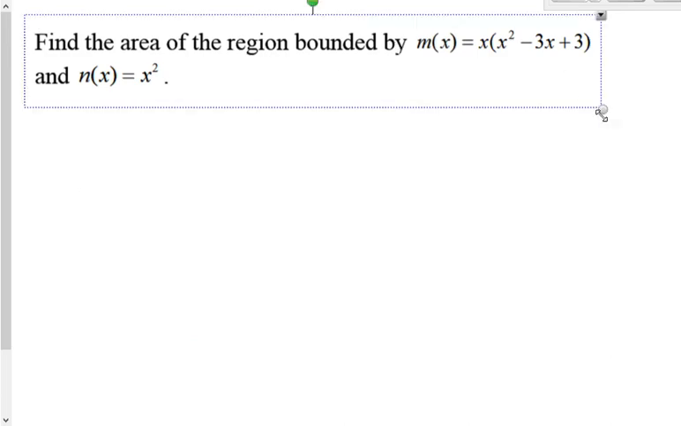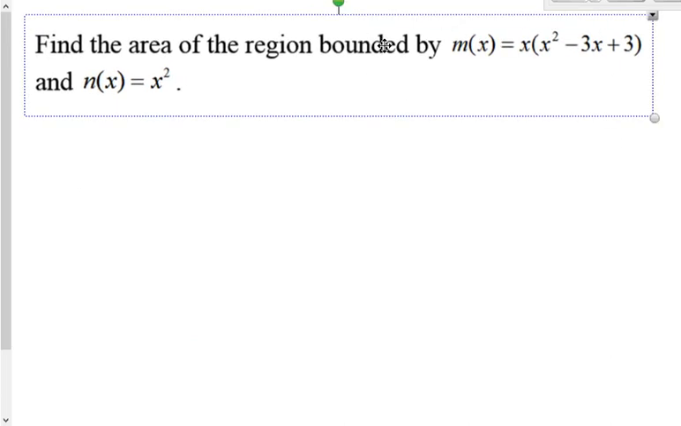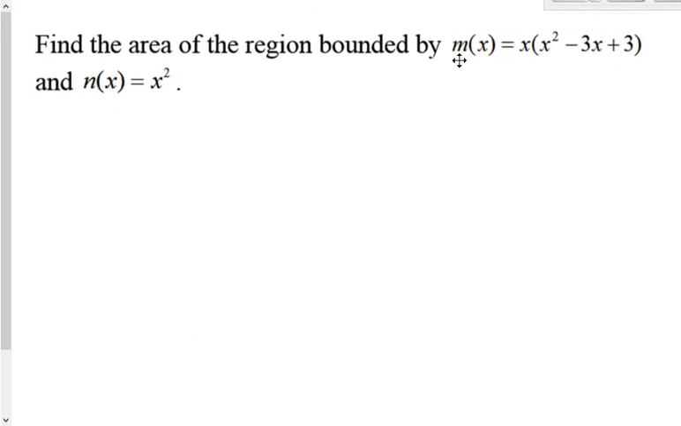All right, let's try this one here. So we want the area of the region bounded by m of x, which is x times x squared minus 3x plus 3, and n of x, which is x squared. All right, well, I'm going to go through just like I did in that last problem. First thing I'm going to do is distribute this through here. So this function m of x is going to be x cubed minus 3x squared plus 3x.